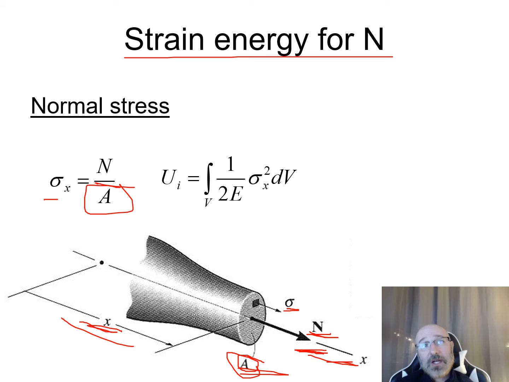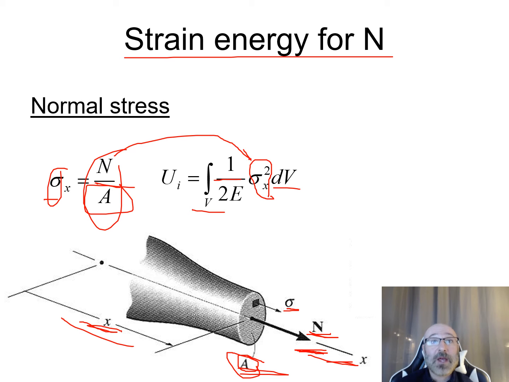Well, we can see that our strain energy is going to be equal to the integral of 1 over 2 times our modulus of elasticity times our normal stress in the x direction squared dV, integrated over V. So now we can plug in this relationship for N over A, because this is our sigma. Plug this in for our sigma x squared.